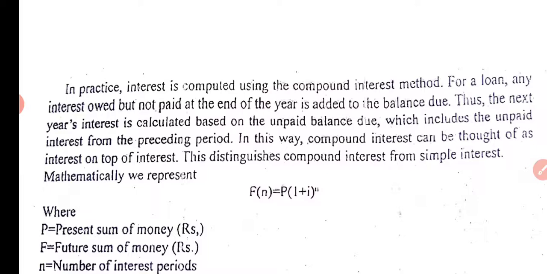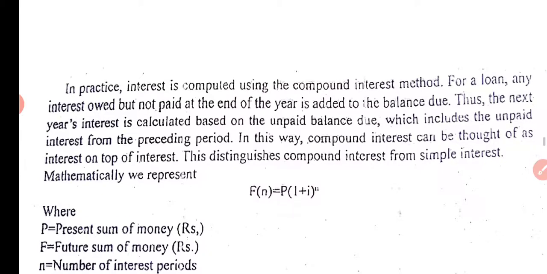Thus, the next year's interest is calculated based on the unpaid balance due, which includes the unpaid interest from the preceding year. In this way, as I told you regarding 10,000 rupees and 10% interest, first year it was 1,000 rupees, next year it becomes 1,100 rupees. In this way, compound interest can be thought of as interest on top of the interest. So whatever 1,000 rupees interest we had to pay for the first year, if it is not paid, then on that 1,000 rupees again you pay 10%, that is 100 rupees interest. Okay, this distinguishes compound interest from simple interest.